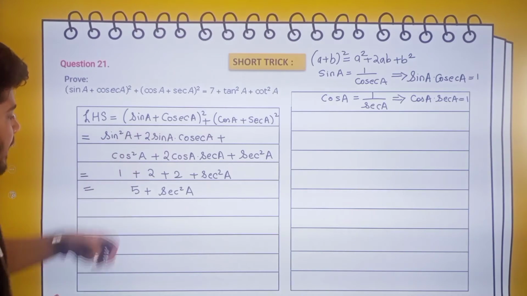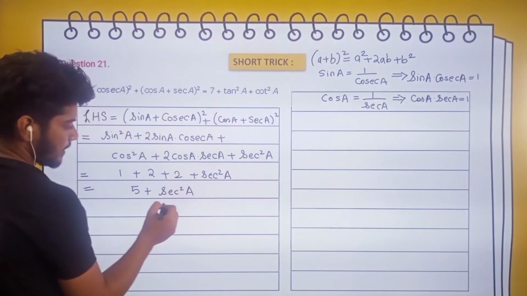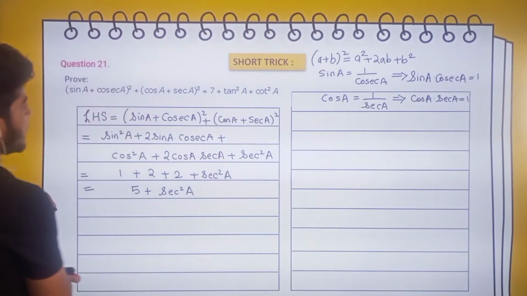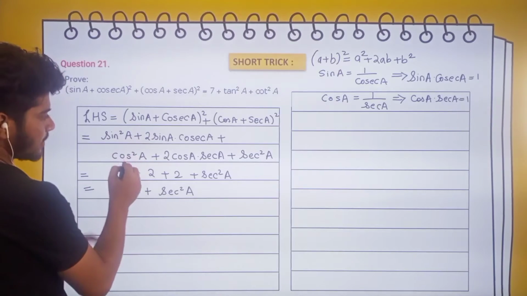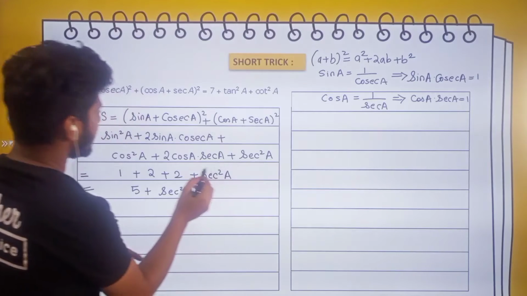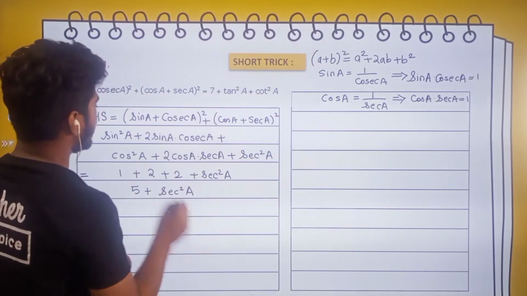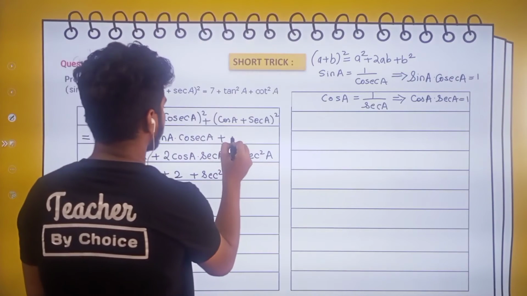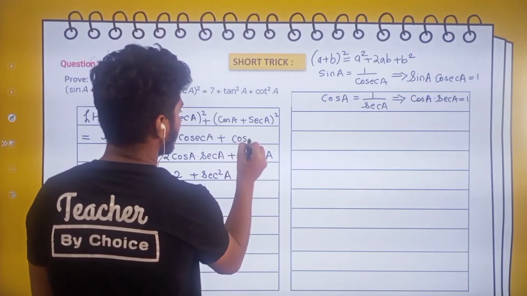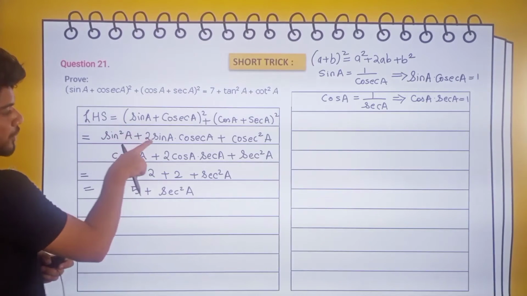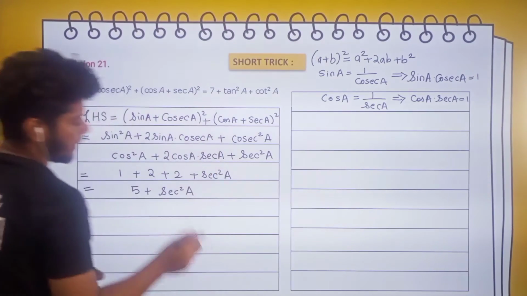Sin square A we have eliminated. Can I say sec square A is 1 plus tan square A? Sec square A is equal to, we have written this one, right? Did we miss any step? No, we haven't missed. Sin square A plus 2 sin A cosec A plus cosec square A is also pending here. This is cosec square A, right? Sin square A plus 2 sin A cosec A plus cosec square A will come.